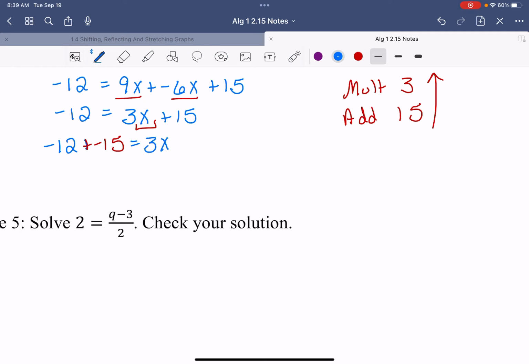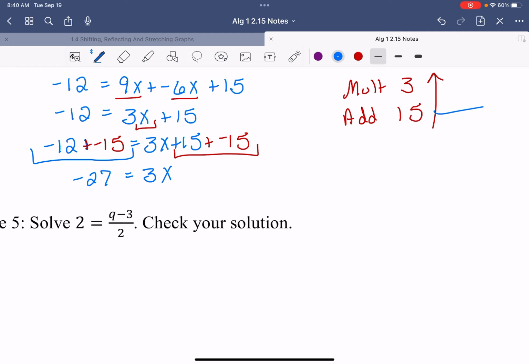Equals 3x plus 15 plus a negative 15. Just making it red so we can see the original equation. So now I put together like terms. Over here, these are both just numbers. They're both negative, so I can just add them. Negative 12 and negative 15 is negative 27. Now over here, positive 15 plus a negative 15 is 0, so I'm left with 3x plus 0.